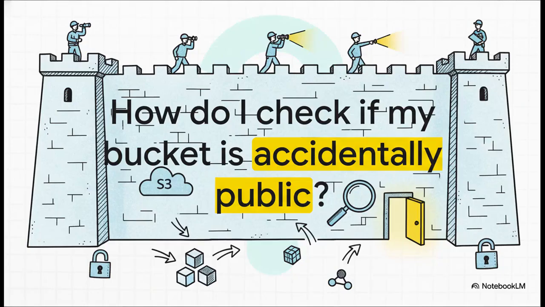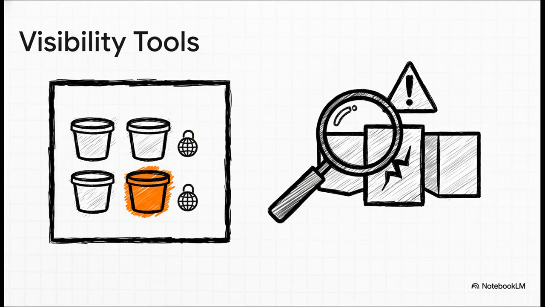So, we've built our fortress, but how do we patrol the walls? How do we make sure that no one accidentally left a side door unlocked? Well, AWS gives you two really great tools for this. First is the simple visual check. In the S3 console, if any of your buckets are public, they'll be flagged with this big, bright orange public label. You can't miss it. And for a much deeper, automated check, you can use IAM Access Analyzer. It'll scan everything and alert you if it finds any policies that might be granting access you didn't intend.